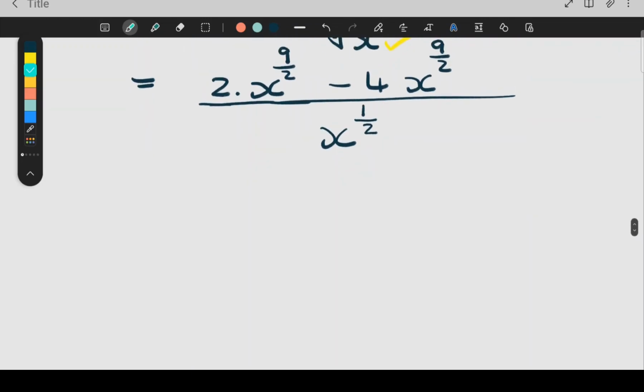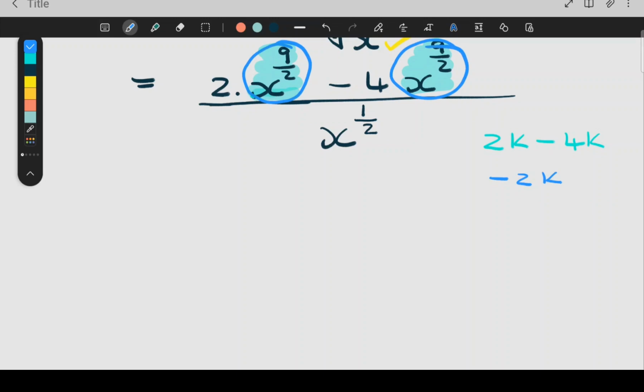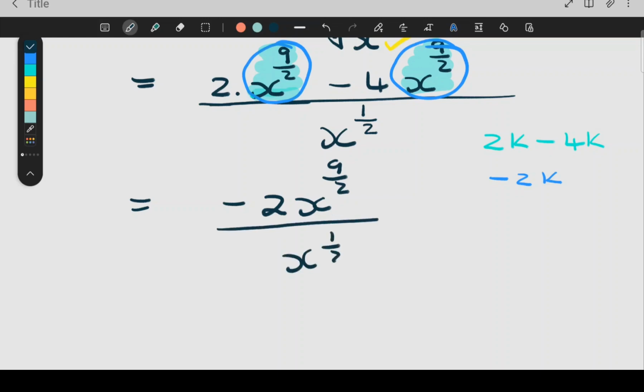Then, do you notice grade 11s? This is the same as this. So they are like terms. It's almost like if you had 2k minus 4k. What would the answer be? The answer would be negative 2k. So this is the k and this is the k. So for 2k minus 4k, we are not working with k. It's negative 2, but the k is this. That's the k. Over x to a half.